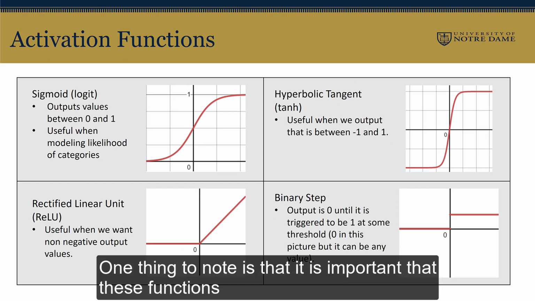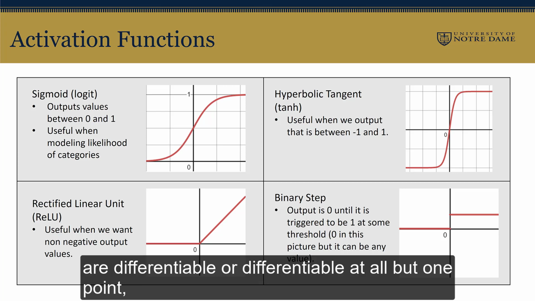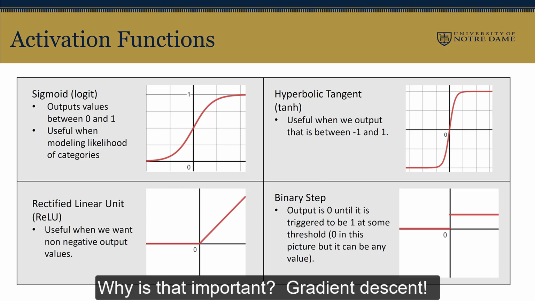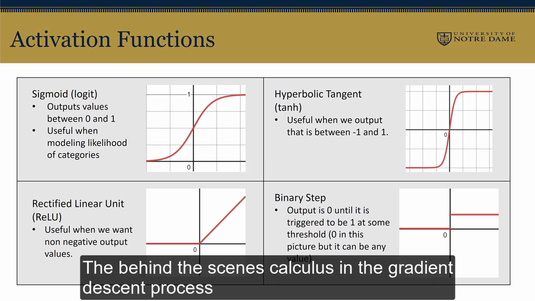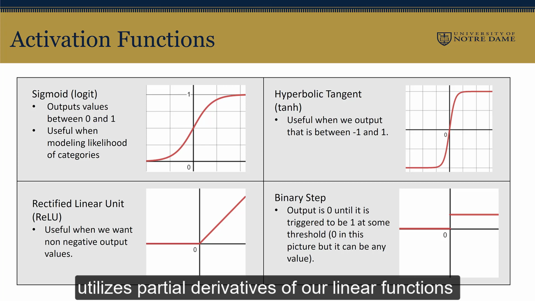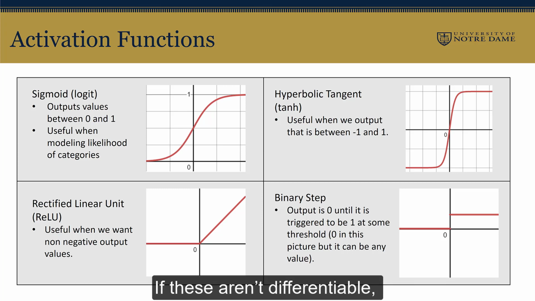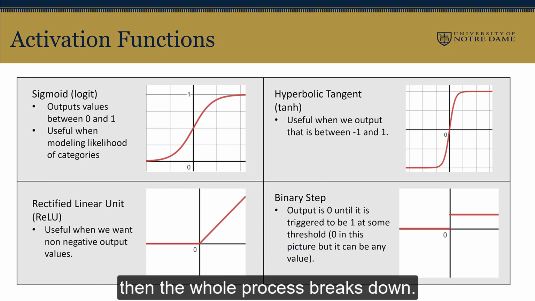One thing to note about activation functions is that it's important that these functions are differentiable, or differentiable at all but one point, as we see with the ReLU and binary step. Why is that important? Gradient descent. The behind-the-scenes calculus in the gradient descent process utilizes partial derivatives of our linear functions as well as our activation functions. If these aren't differentiable, then the whole process breaks down.